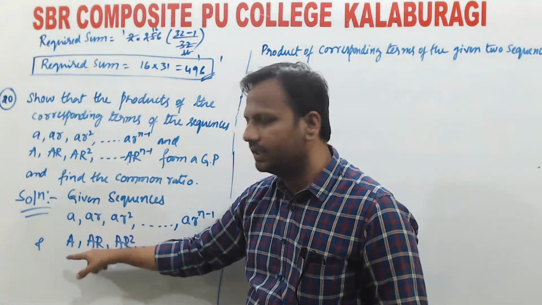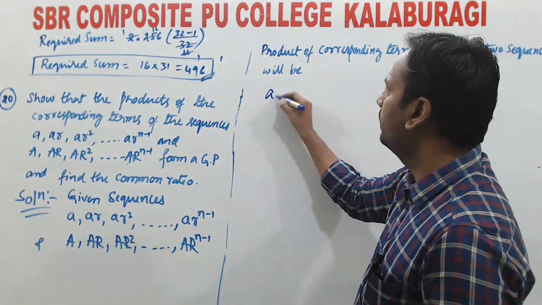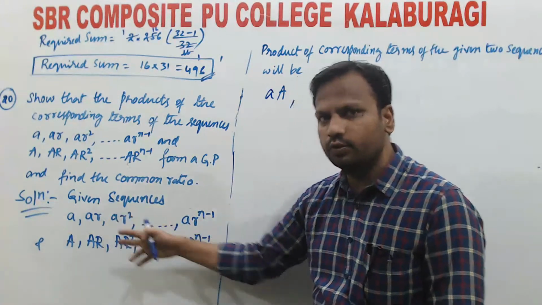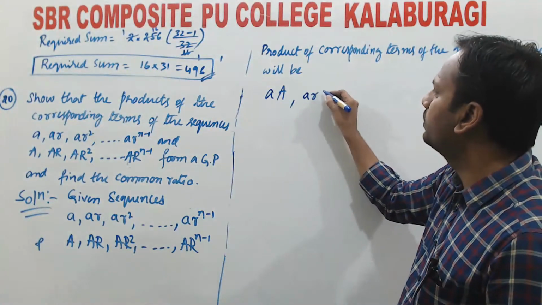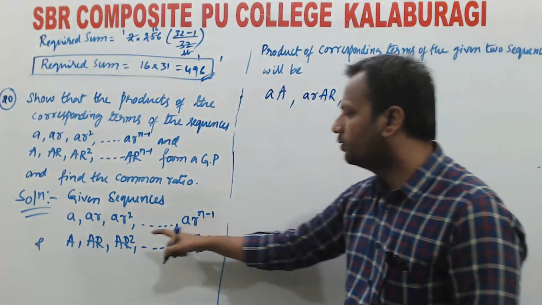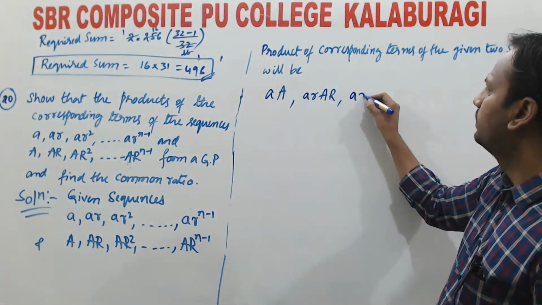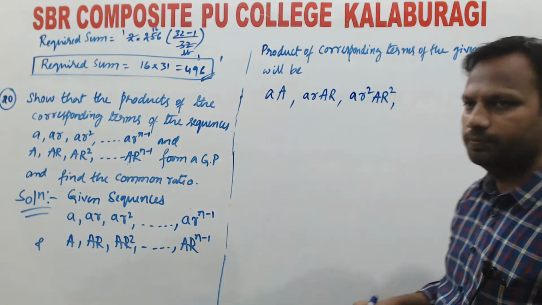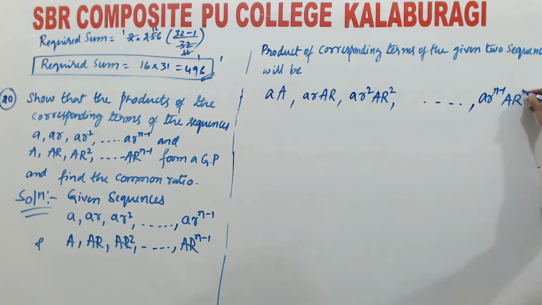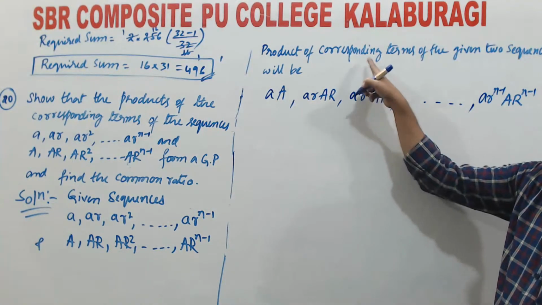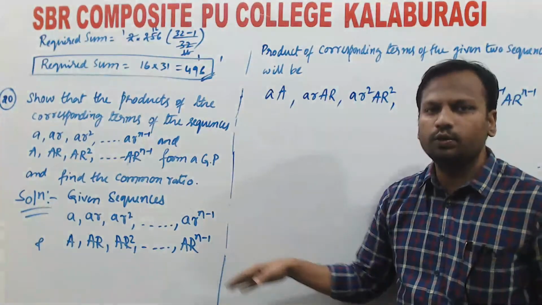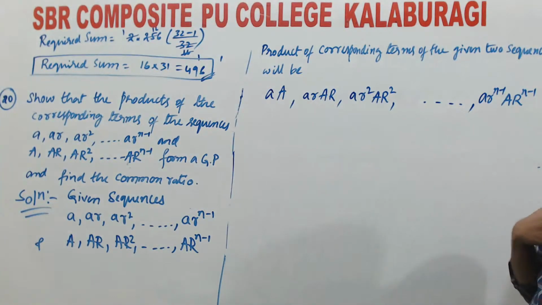Same thing we have here. Just multiply each first term: A into A gives A. Now we are obtaining another sequence here. The second term is the product of the second terms of the two sequences: small ar into capital AR. The third term: ar square into capital AR square. Yes or no? Similarly, what will be the last term? ar raised to n minus 1 into capital AR raised to n minus 1. So we got one more sequence.